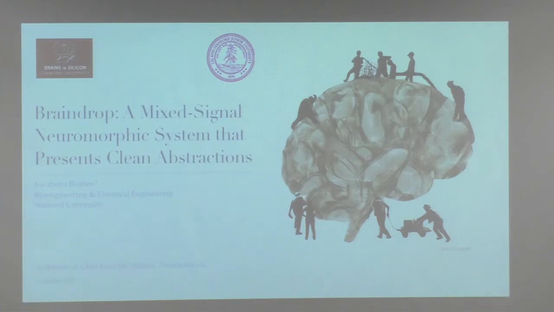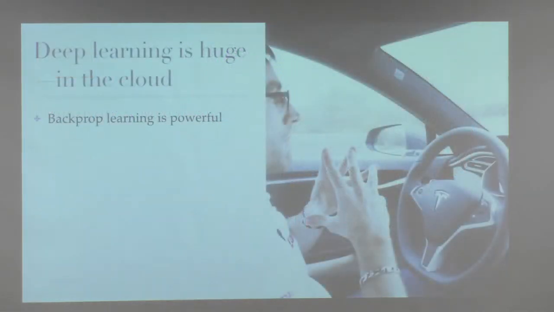So let me just launch right in. Hopefully you guys remember some of what Giacomo told you, after this trip into Fourier decomposition and so forth, because Giacomo and I are kind of cut from the same cloth. Deep learning is huge, but it's in the cloud, right? And the reason it's so huge is that this backprop learning is powerful.